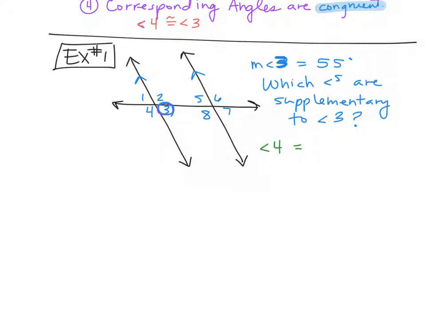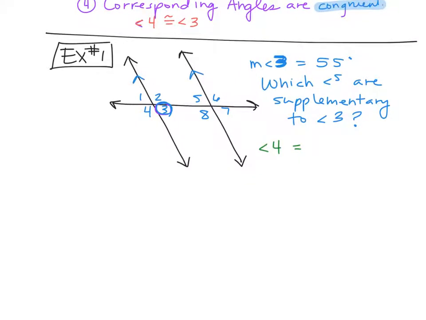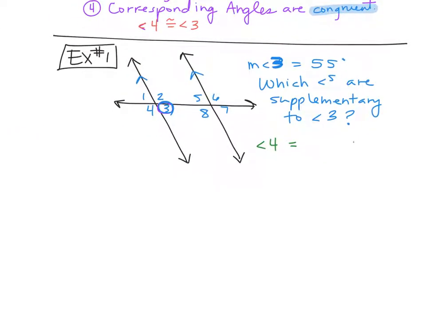Okay, so angle 3 is 55. Therefore, angle 4 would be supplementary. Why would angle 4 be supplementary to one we already know is 55? Right here. So it forms a, what's that called? A straight line, a linear pair, right? So we can say angle 4 would be supplementary because it's a linear pair.